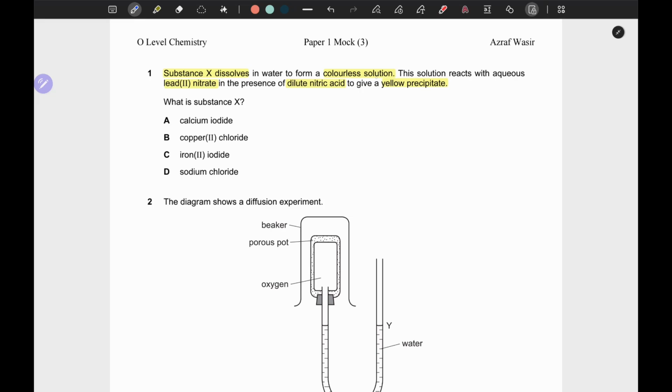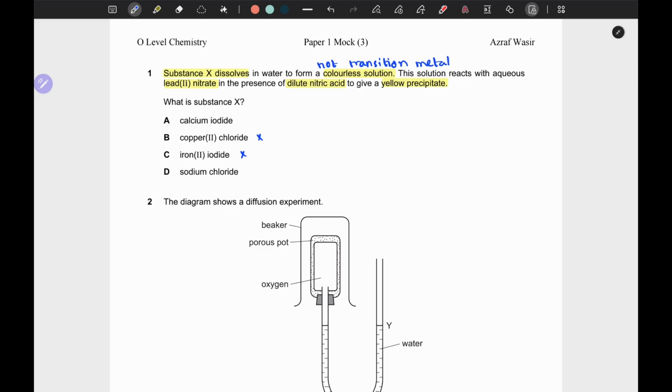So it dissolves in water to form a colorless solution. That means that this can't be a transition metal, because we know transition metals form colored compounds. So not transition metal. So if you look at our options, iron and copper can't be the answer because those are transition metals. Now let's look at the second part.